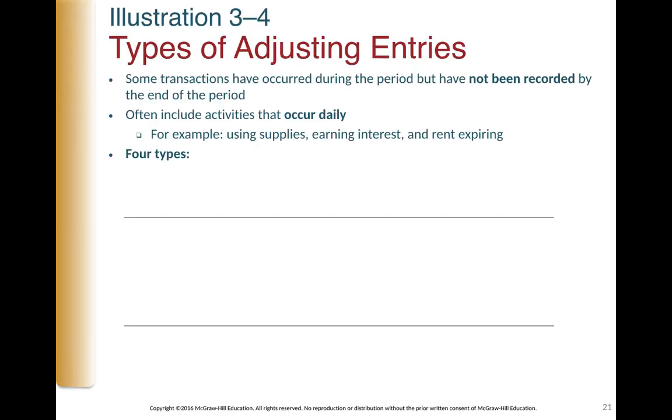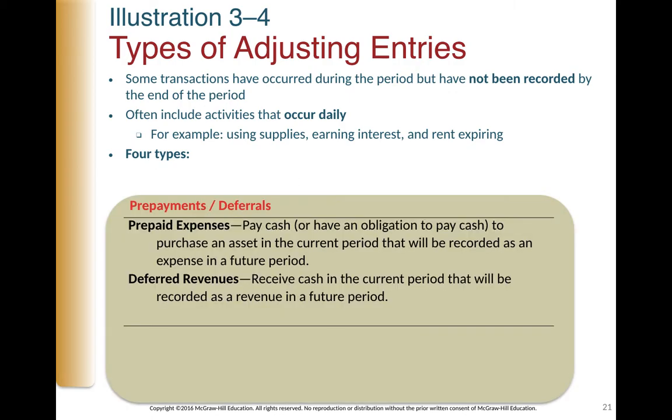So, types of adjusting entries. We need adjusting entries because some transactions have occurred during the period but have not been recorded by the end of the period. These often include activities that occur daily, like using supplies, earning interest, and rent expiring, meaning we've used a particular amount of prepaid rent if we prepaid. So we have 4 types of adjusting entries.